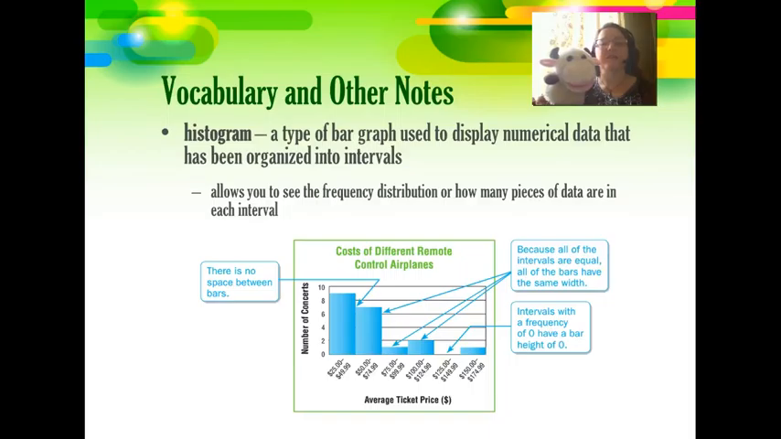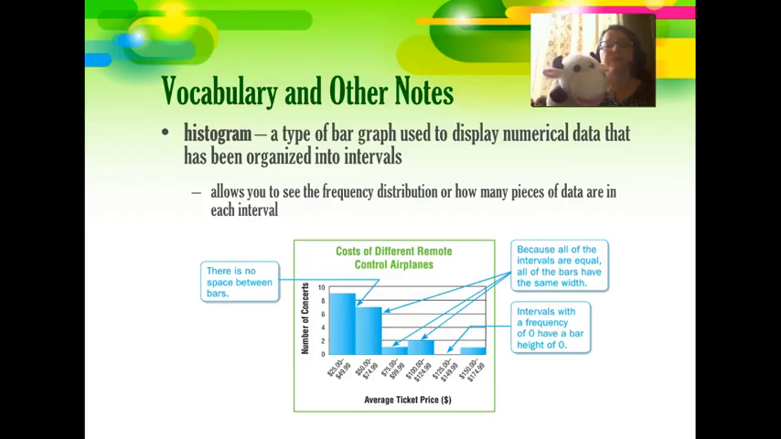Today's vocabulary is histogram. A histogram is a special type of bar graph used to display numerical data that has been organized into intervals. A histogram allows you to see the frequency distribution, or how many pieces of data are in each interval. When we use a bar graph, it is typically to show a comparison among data that is unique. For example, it might be your favorite ice cream, or a favorite sports team, or which day of the week you like best. We will use a histogram when we want to report data in intervals.